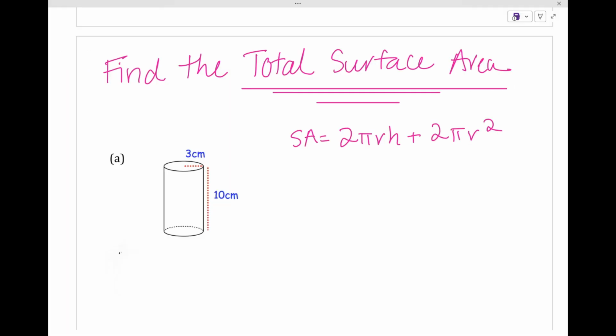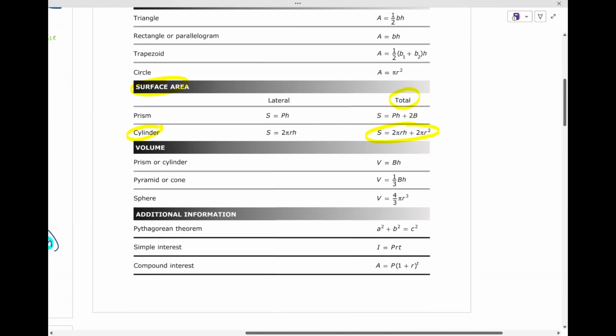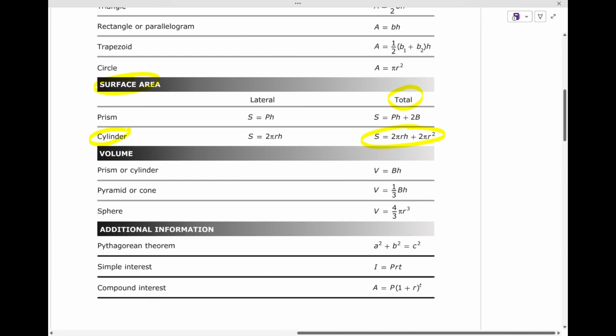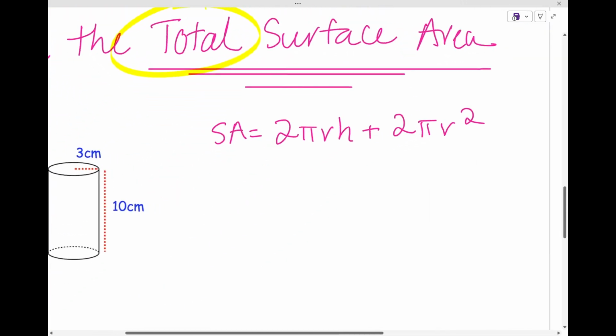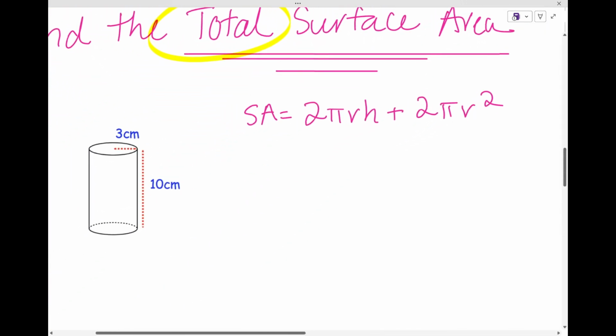Okay, so let's do just 2 practice problems. We'll do one problem of a total surface area and one problem of a lateral surface area. Remember, for total surface area, that's on your star reference sheet. You just go over and you check. Total surface area for a cylinder is right here: 2 pi r h plus 2 pi r squared. Okay, and that's actually already written here for you. 2 pi r h plus 2 pi r squared.